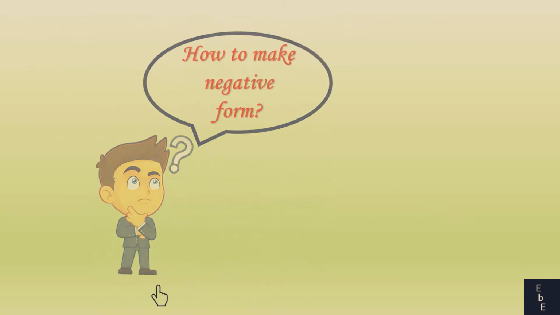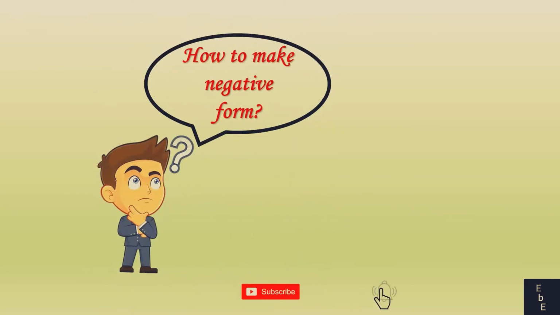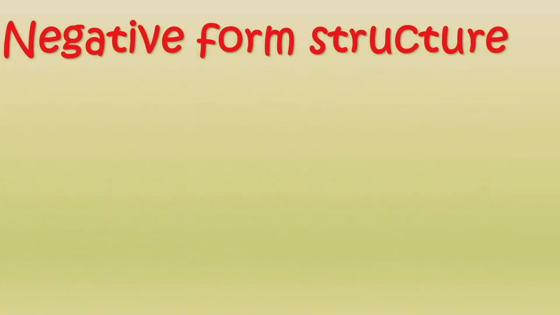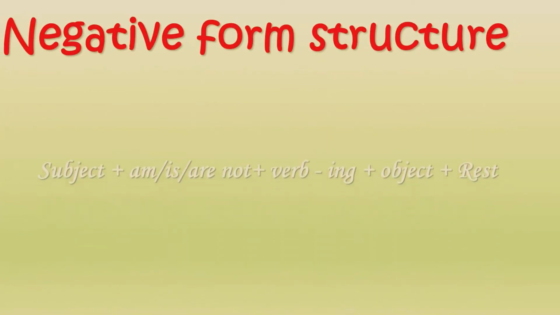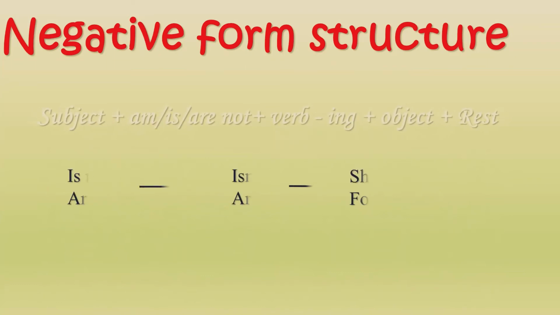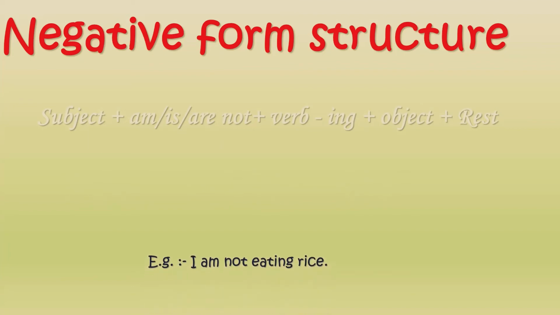Okay, shall we move to look at how to make the negative form of present continuous tense? The negative form structure is: subject plus am/is/are not plus verb-ing plus object plus rest. Then we can use is not as isn't and are not as aren't as the short form. Okay, shall we look at some examples?